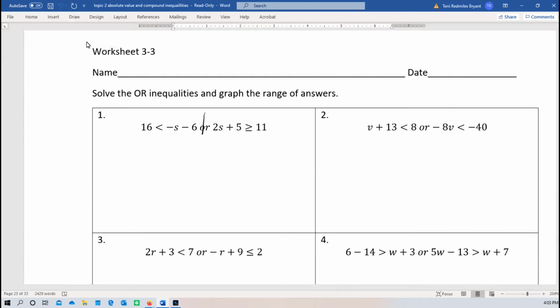So it's almost like drawing a line right there where the OR is, and working out one side and then the other side. Okay? And then putting it back together.